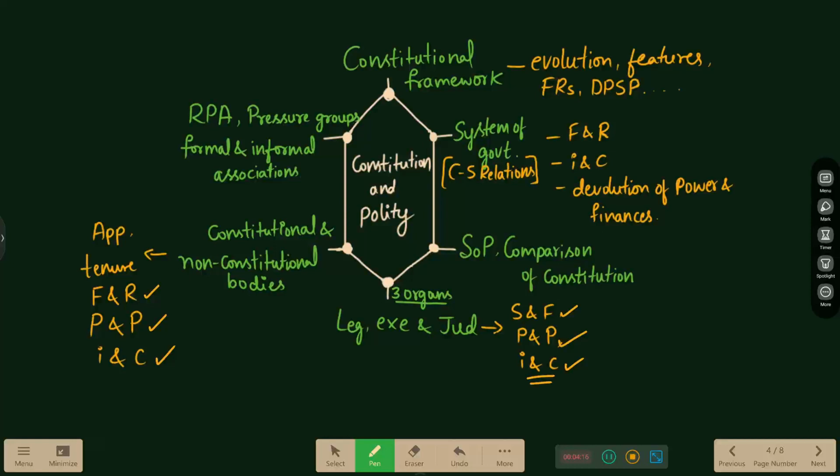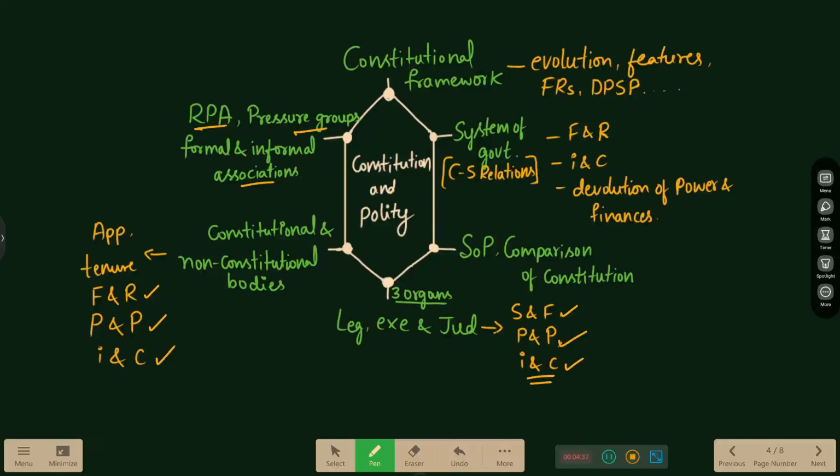Then you need to study representation of people act, its salient features, issues and challenges, and way forward to overcome those issues and challenges. Then we have pressure groups, informal and formal associations. Their role in the polity you need to study.